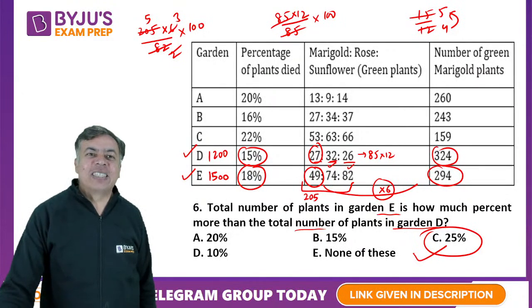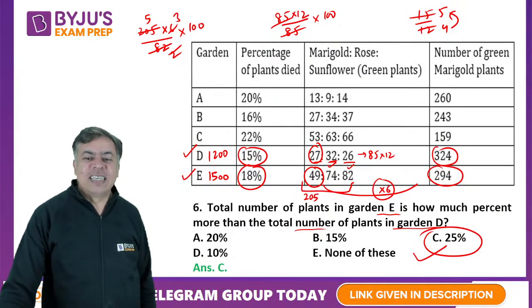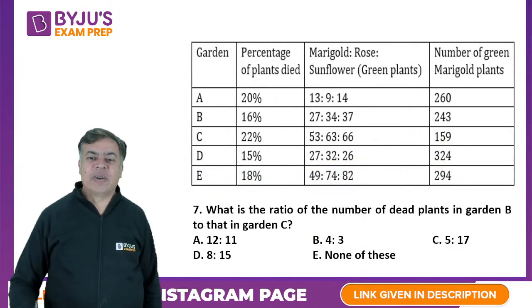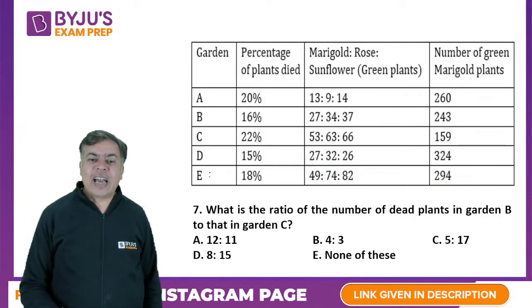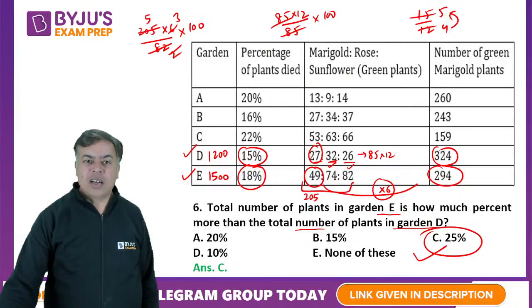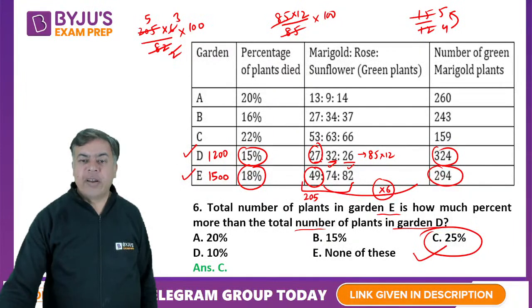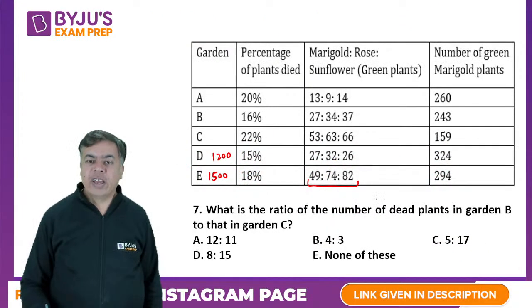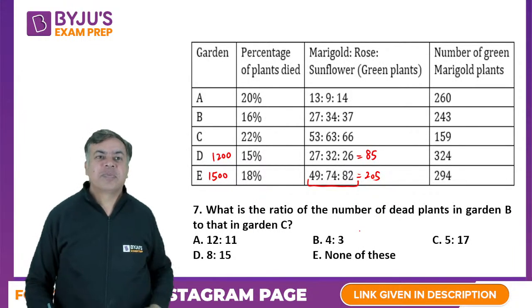Okay, let's move to the next one. C is the correct answer. Next one. Now I am writing here that I have calculated 1500 and I have calculated 1200. Here the total was 205. Here the total was 85.